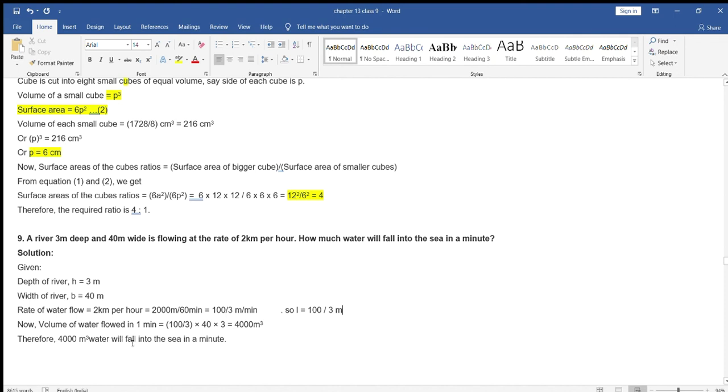So all these things are regarding our exercise, that is exercise 13.1, 13.5. With the help of this video, you can complete your exercise.